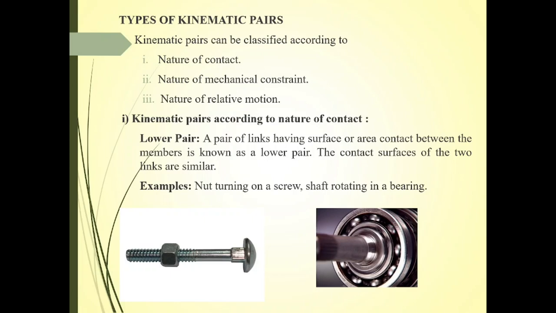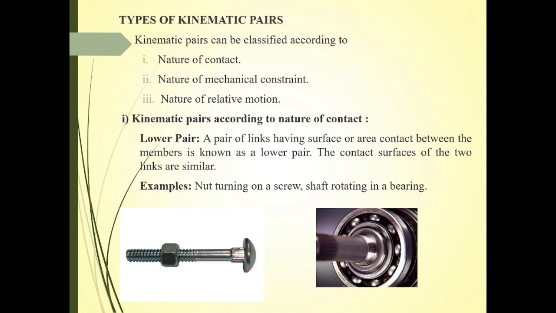The kinematic pair according to the nature of contact. Based on the nature of contact, there are two types: one is the lower pair, another is the higher pair. A lower pair means a pair of links having surface or area contact between the members. The best example is the shaping machine.